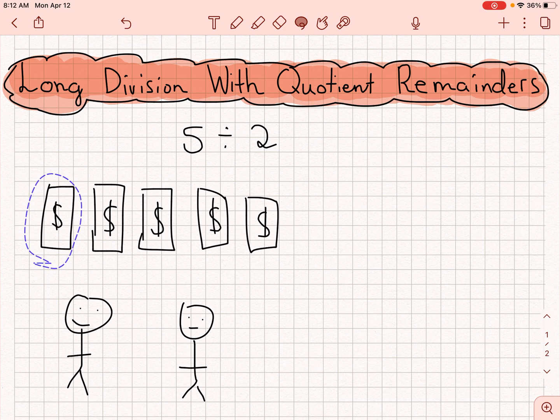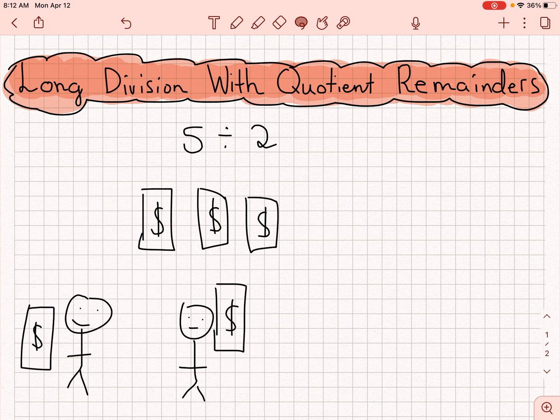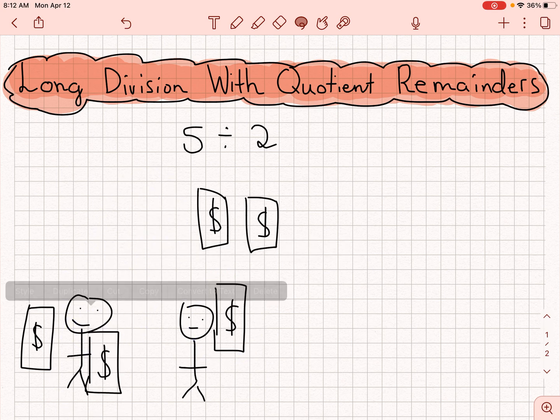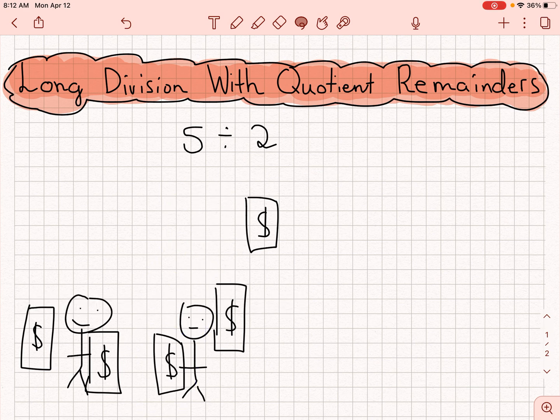So we always divide evenly. Give 1 to them and 1 to them. And we'll keep dividing evenly. Another one for them, and another one for them. All right, so they each get $2. And of course, we're left with $1 left over.